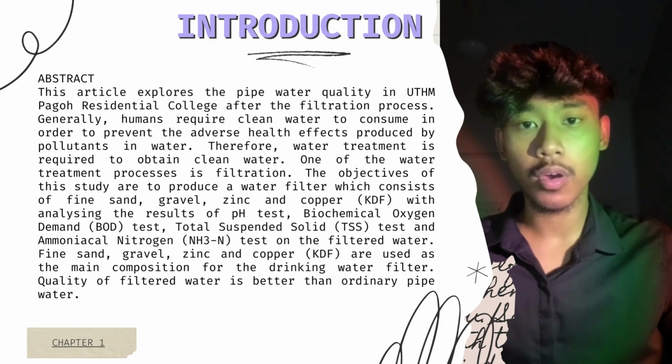The objectives of this study are to produce a water filter which consists of fine sand, gravel, zinc and copper, with analyzing the result of pH test, biochemical oxygen demand test, total suspended solid test, and ammoniacal nitrogen test on the filtered water. Fine sand, gravel, zinc and copper are used as the main composition for the drinking water filter. Quality of filtered water is better than ordinary pipe water.